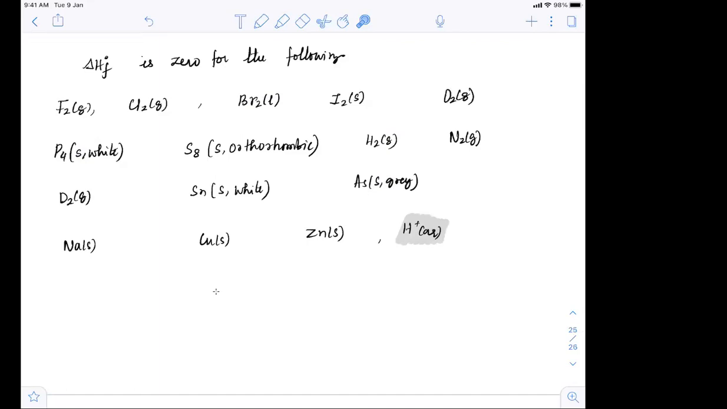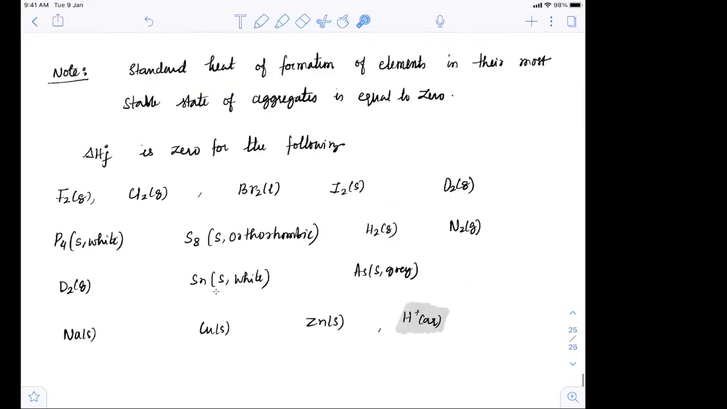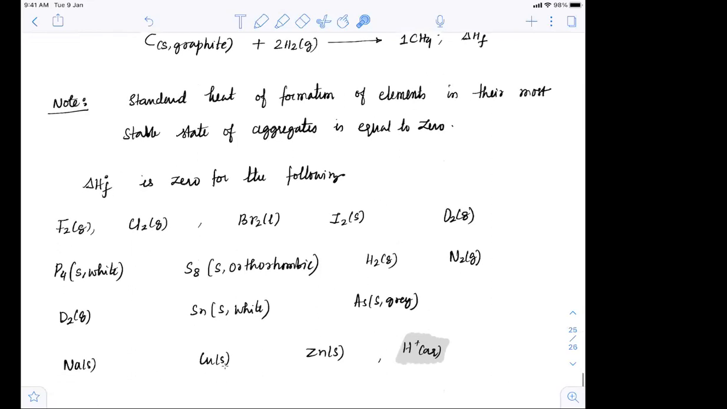Have you guys got this, beta? Up to this point you will revise, got it? So till this point, make sure you revise properly. Read the NCERT.